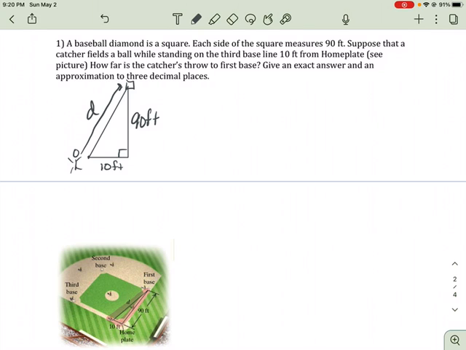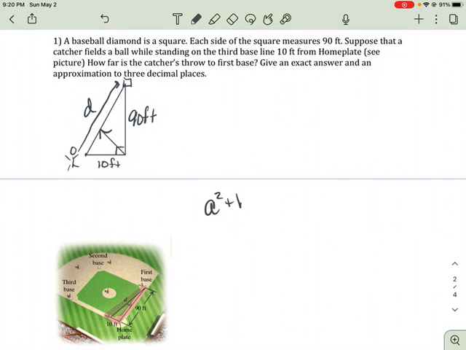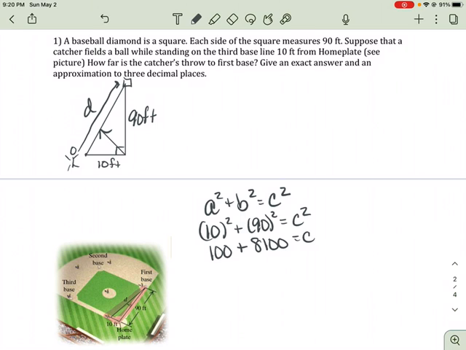So we just have to be concerned with which side we are solving for. Keeping in mind that the distance is opposite the right angle, that tells me we're going to use a squared plus b squared equals c squared. So 10 squared plus 90 squared is equal to c squared. I know this is 100 plus 8100, I believe, equals c squared. So that's 8200 is equal to c squared.